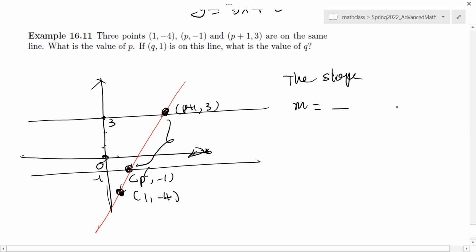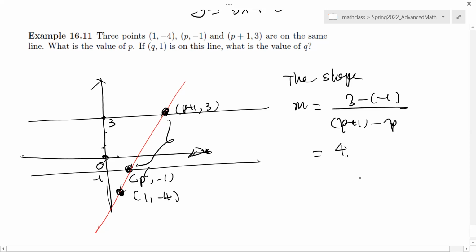The slope is the difference of their y coordinates over the difference of the x coordinates. The difference of the x coordinates is going to be 1. Even though each of the coordinates depends on P, the difference is going to be 1. So it's going to be 4. So you get a slope of 4.